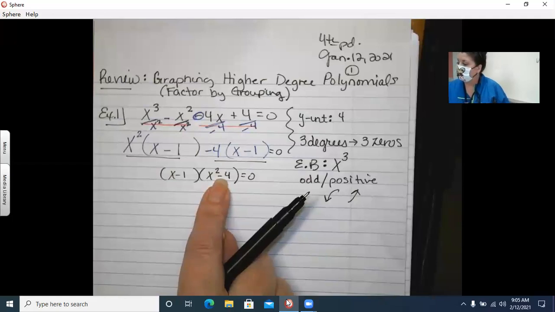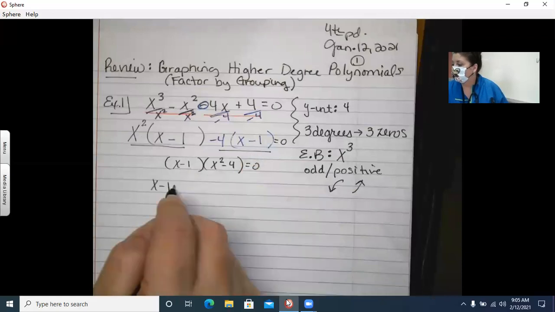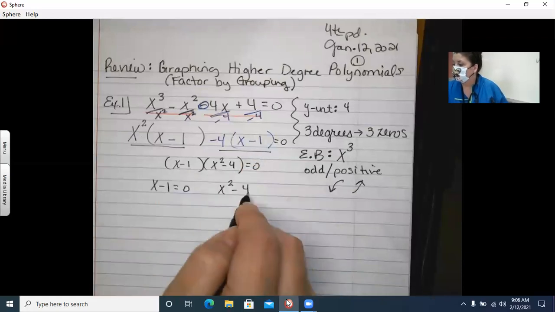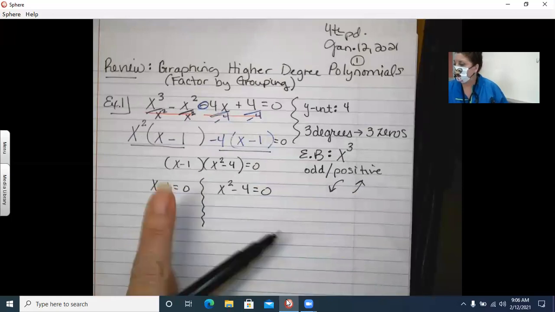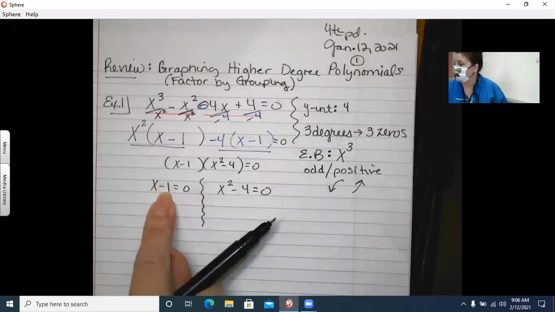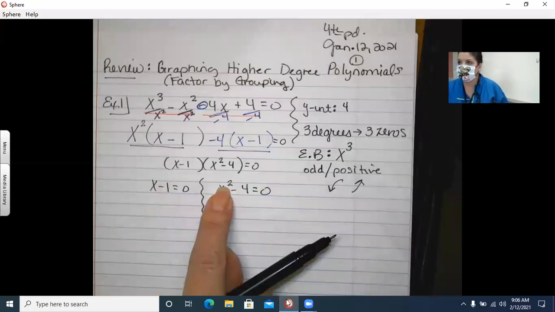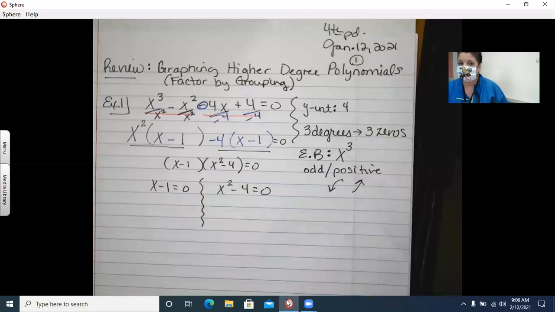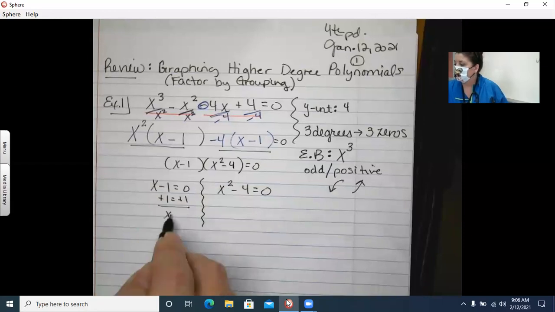So once you have your factors to solve, set each factor equal to 0. And how many solutions am I supposed to get altogether? 3. How many am I going to get from x minus 1? 1. How many am I going to get from x squared minus 4? 2, because 2 degrees, right? 2 degrees, 2 roots. X minus 1, 1 degree, 1 solution. X equals 1, correct, because I'm going to add 1 to both sides. X equals 1 is one of your solutions.